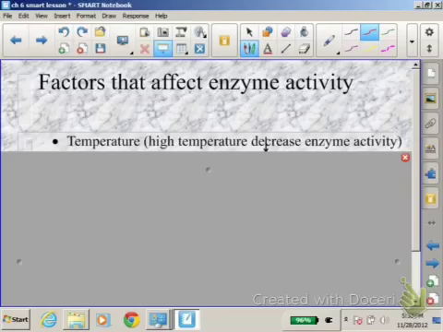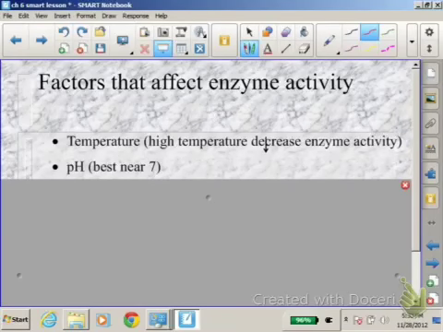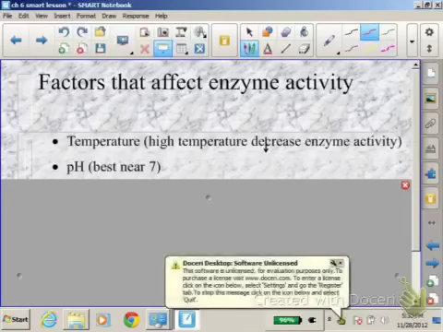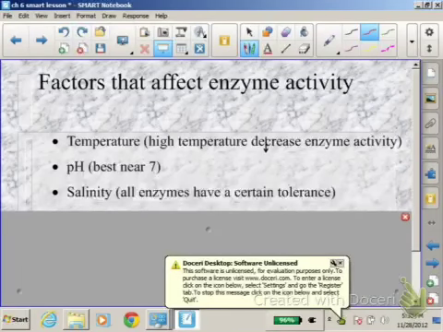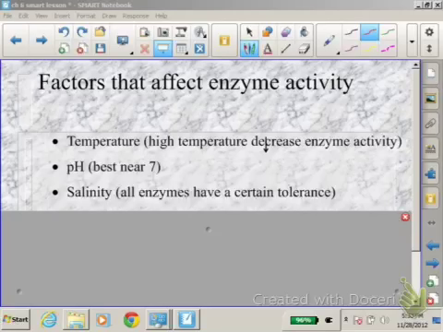Okay, so there's temperature. Also, pH affects enzyme activity. Your enzymes work best when you have a pH near 7, which is neutral. Your body doesn't need to be too acidic or too basic. And also, salinity. It says all enzymes have a certain salt content that they like to work in. So those are all factors that affect enzyme activity. Temperature, pH, and salinity.